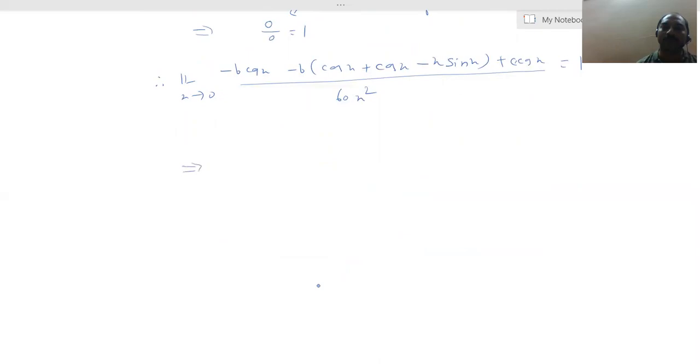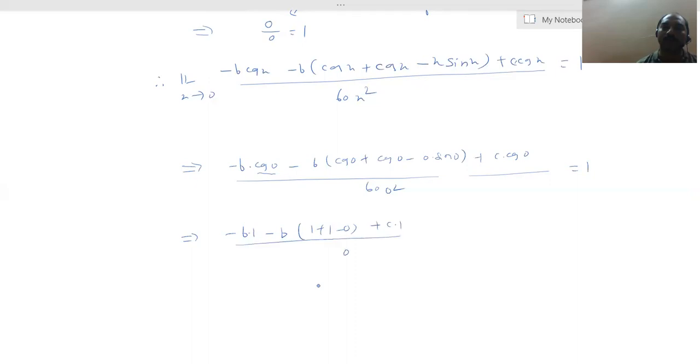That implies minus b into cos 0, minus b times cos 0, plus cos 0, minus 0 into sin 0, plus c times cos 0, over 60 into 0 square, equal to 1. That implies minus b into 1, minus b into 1, plus 1 minus 0, plus c into 1. If you have any confusion, here also write down 1 over denominator 0.